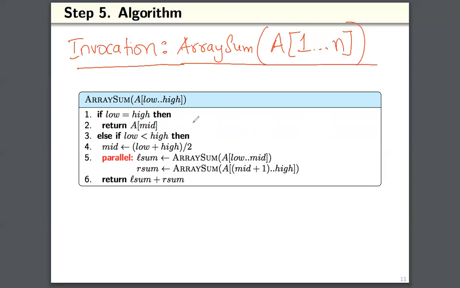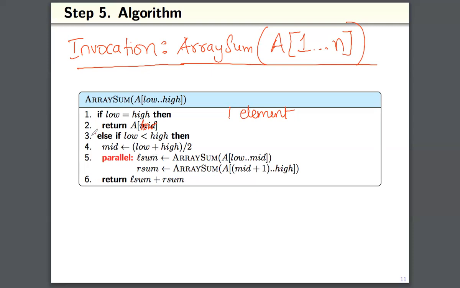So let's see the function itself, the algorithm. Array sum of A, low to high. If low is equal to high, return A of low. This is a mistake. I should have written low. So return A of low. That means if there is only one element, return the same element. Done. One element is the array sum of itself.